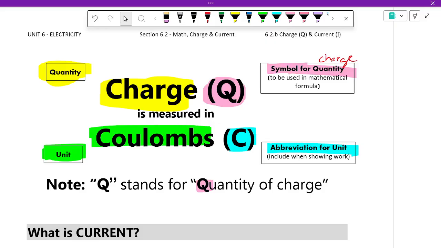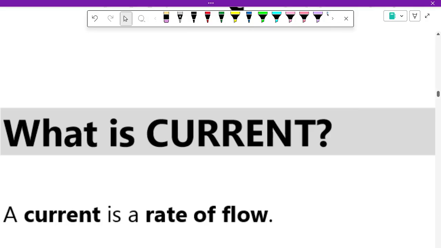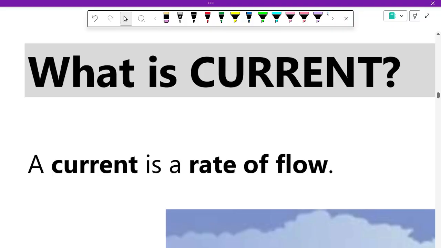So we've learned what charge is. That's our first electrical concept. Our second electrical concept is current. Have you guys heard of electrical current before? Electrical current is basically just the rate of flow. So there is electrical current, there's current in a river, right? It is just how fast something is flowing.